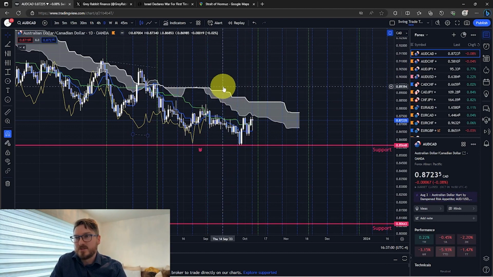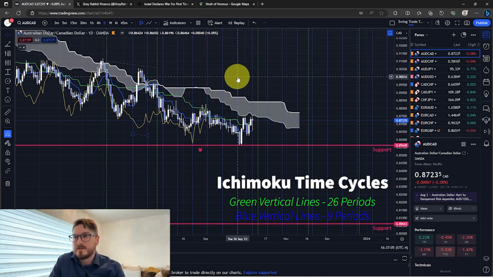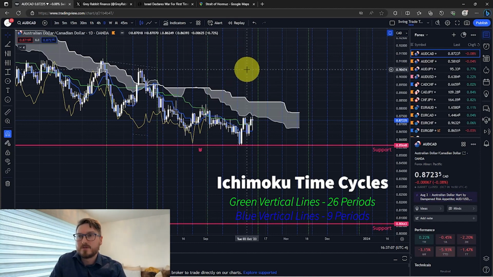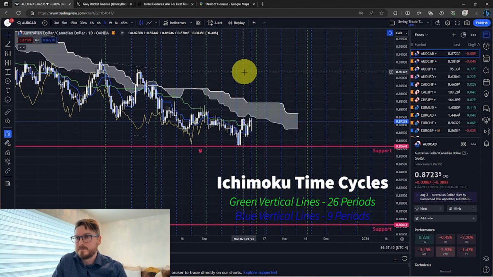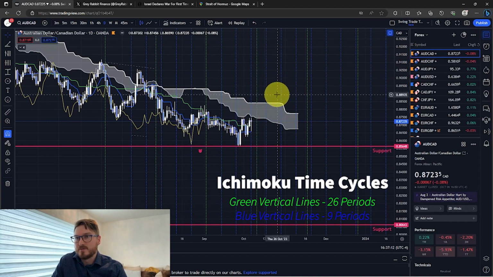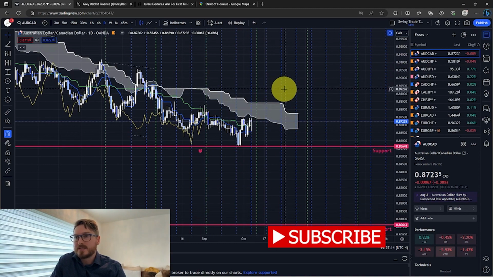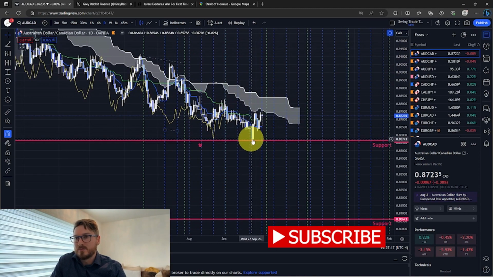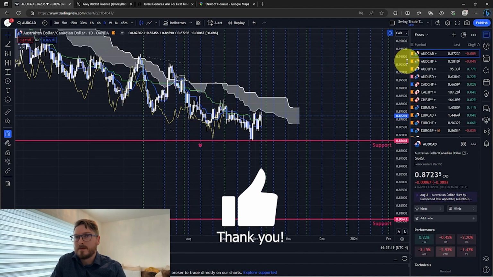We also have the Ichimoku time cycles here. The blue vertical lines are the 9-period cycles, and the green vertical lines are the 26-period cycles. Right now, this is just a ranging market on the daily, so I'm going to go to the next pair and just look for the break of this support line.